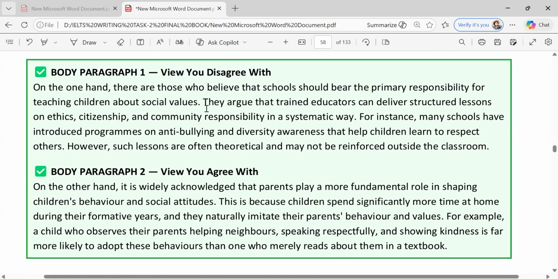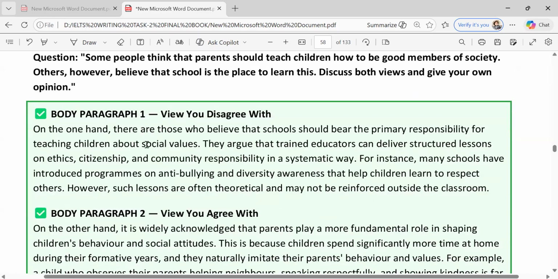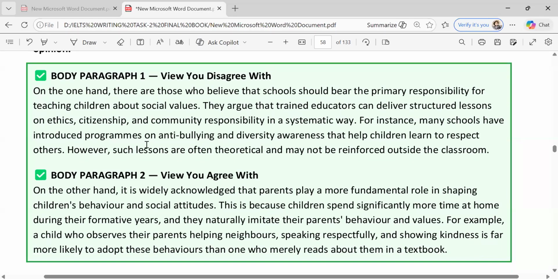Like for example, this is an example. Some people think that parents should teach children how to be a good member of society. Others, however, believe that school is the best place. There are two main body paragraphs, two views. Some people believe that school is the best place, that they should teach students good manners, while others think that no, parents should teach them. For example, I agree with parents, not the school.